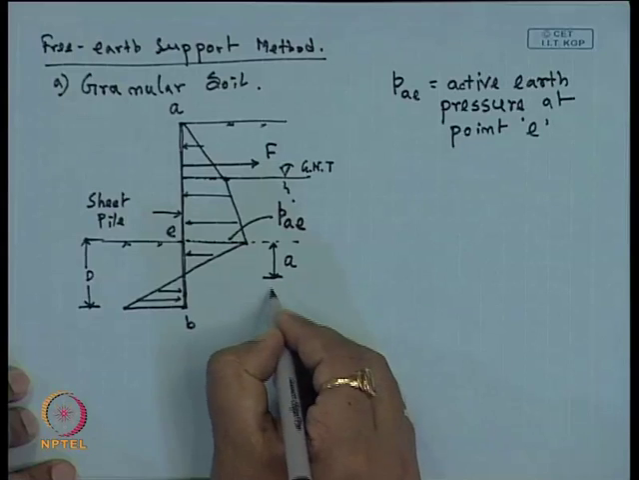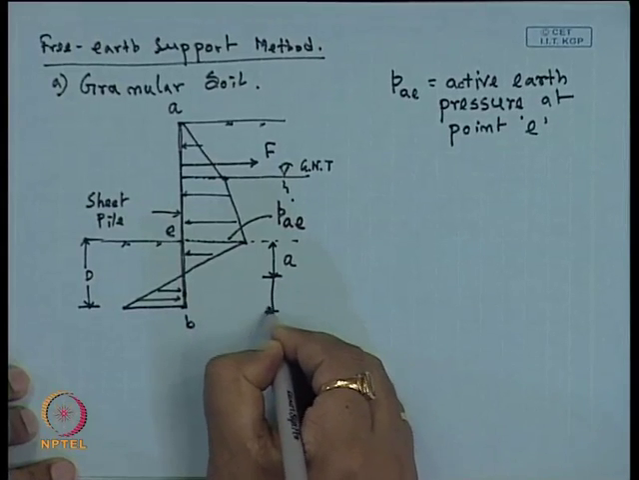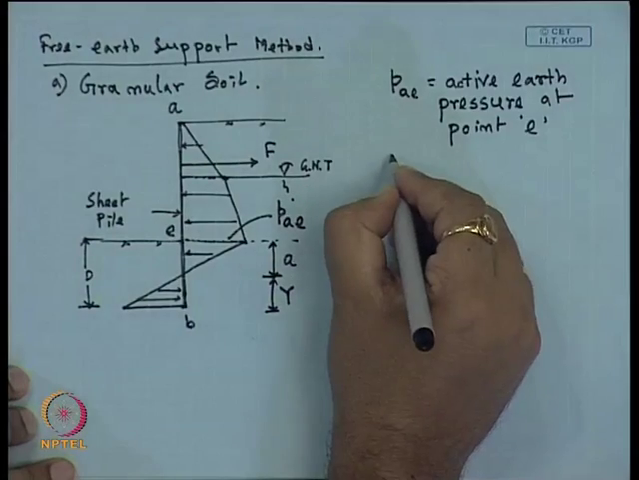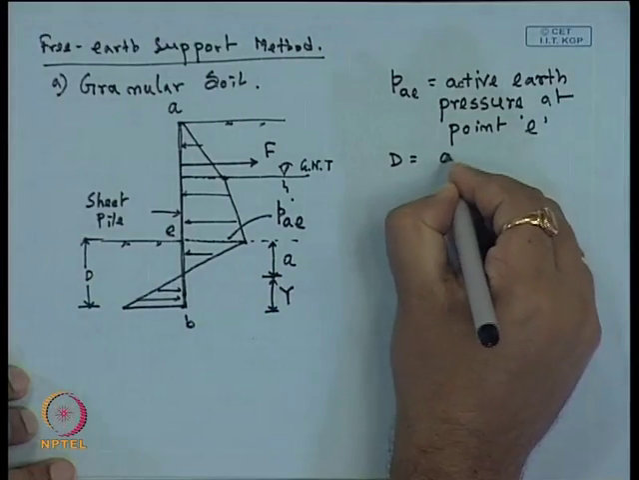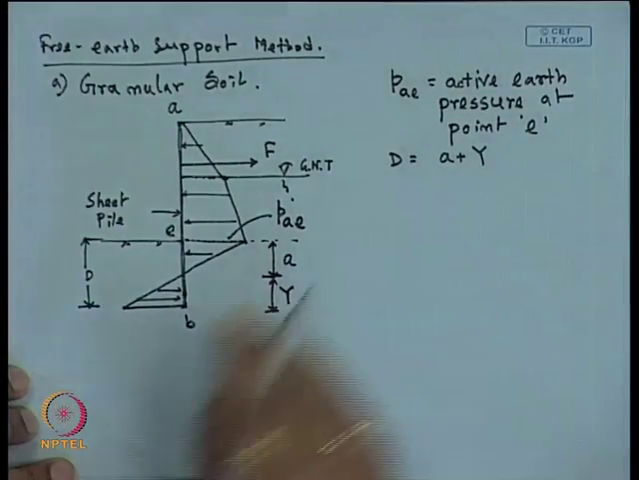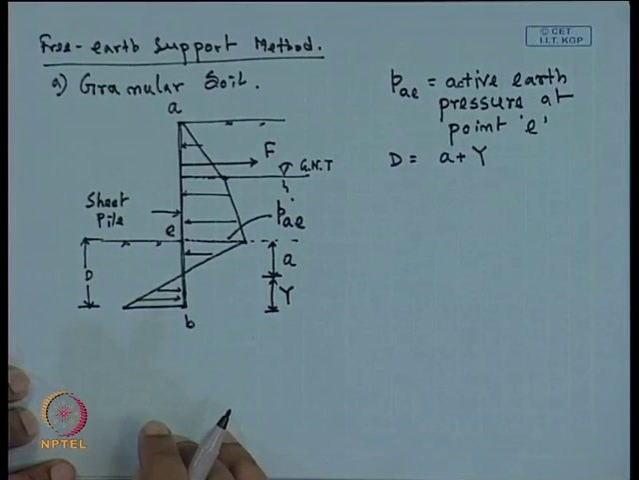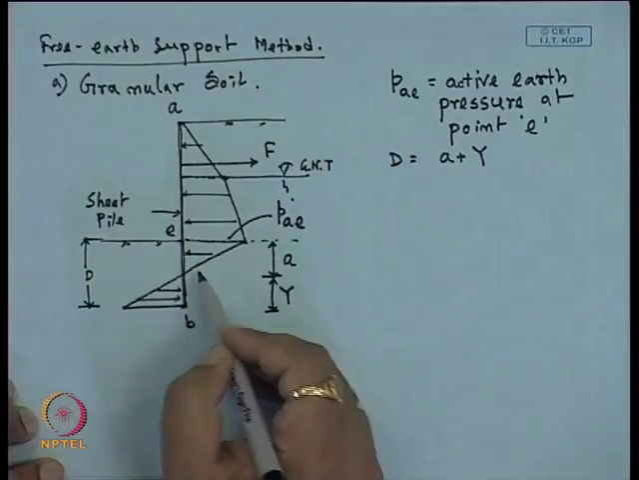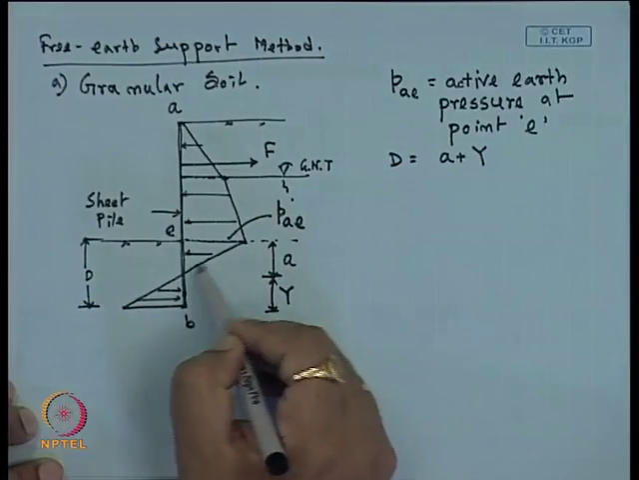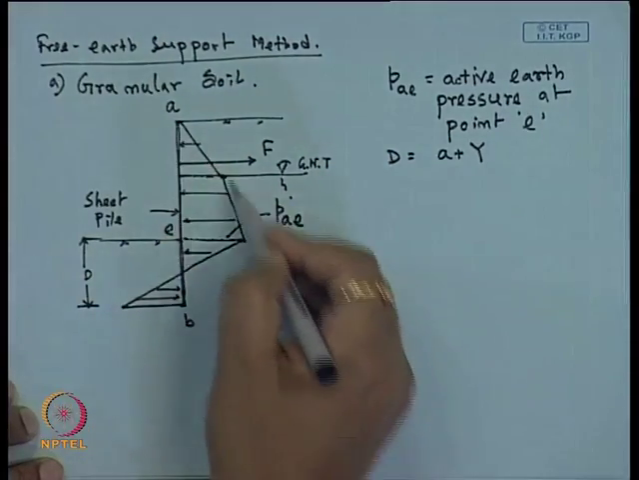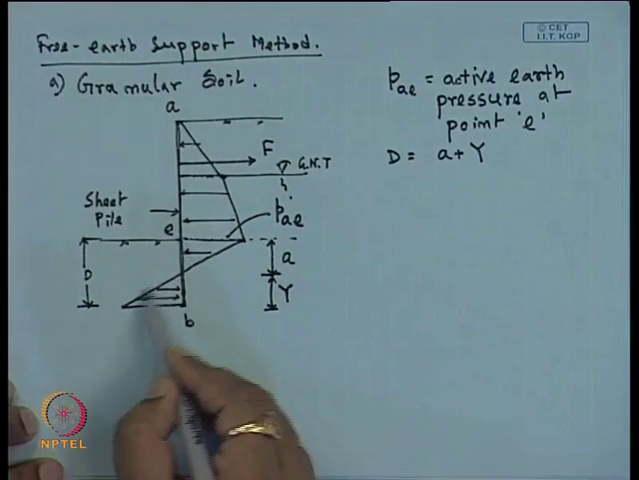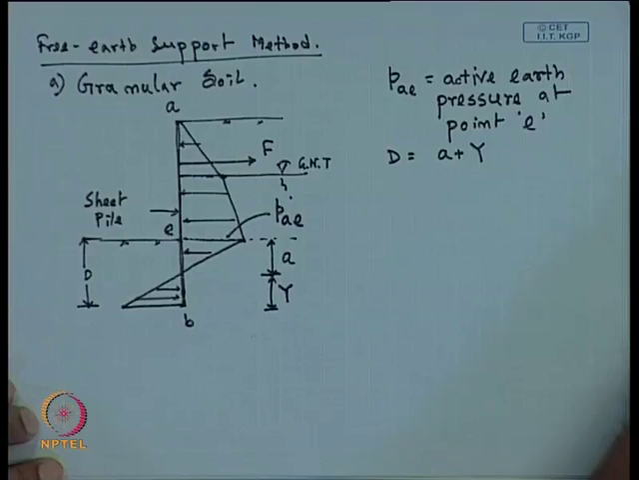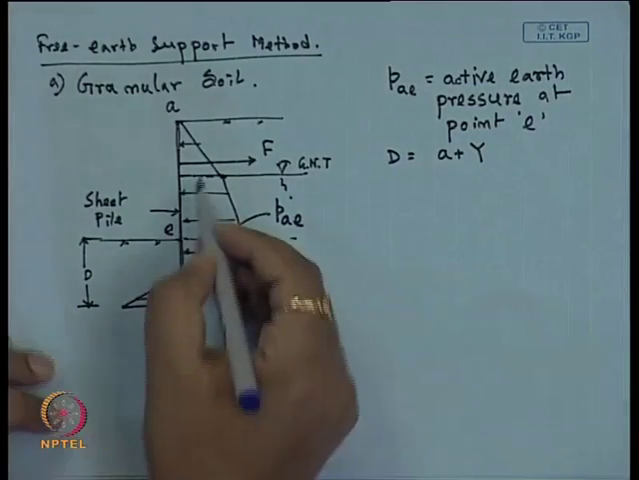Now, the distance of this remaining part, if I consider capital Y, so we can write that D is equal to A plus capital Y. So, what are the forces here? We can consider this as two parts. One portion is the active zone and the other is the passive pressure. Now, if I take these two different forces, what are the forces that are acting?